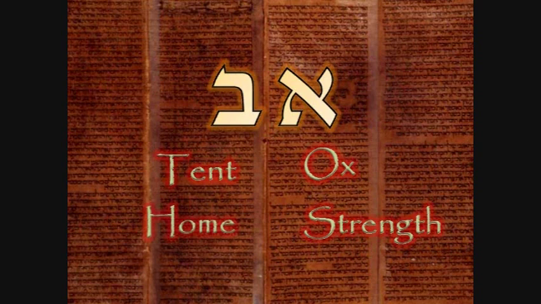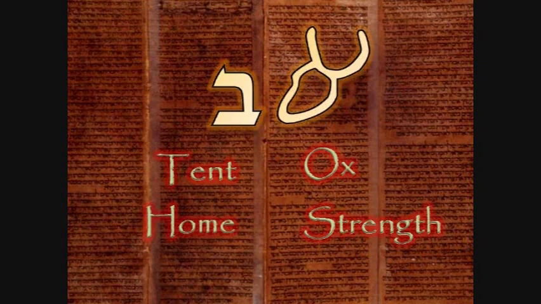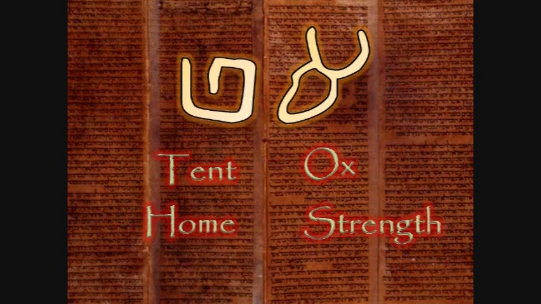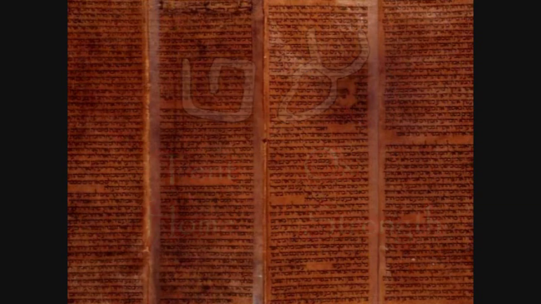In the original pictographic script, this letter was an image of an ox head. The bet was an image of the nomadic Hebrew's tent. In this image, we can see the entrance to the tent and the wall inside that separates the men's side from the women's side. When the meanings of these two letters are combined, we have the meaning the strength of the home, and is descriptive of the father.